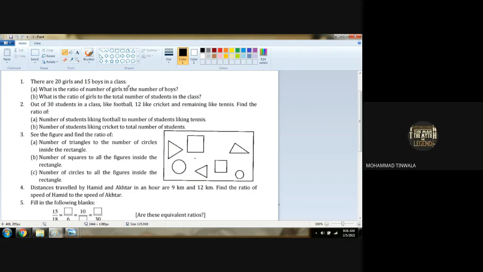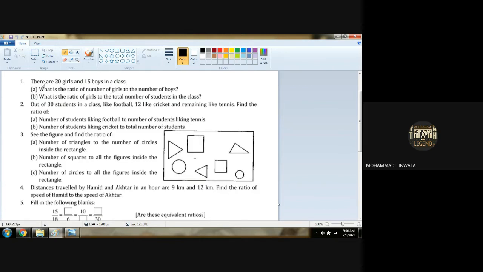Okay, wait. Understand the concept. There are how many girls? 20 girls. And how many boys? 15 boys. So we have both the numbers in the class. Now what are the contents we have to follow? There are two sums we have to follow. What are they? Please read.